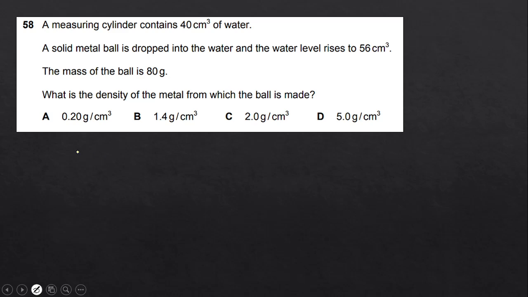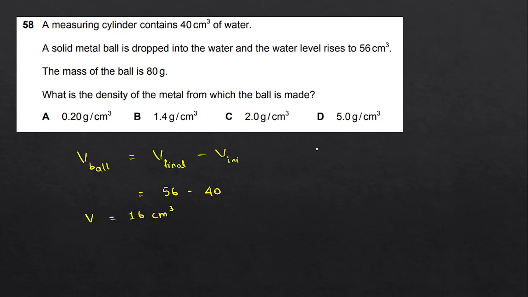So we have to find what is the volume of the ball. The volume of the ball is given by the final volume of the liquid in the measuring cylinder minus the initial volume of the liquid in the measuring cylinder. So here the final volume was 56, that's after immersing the ball, and before immersing it was 40. So the volume of the ball is 16 cm cube.